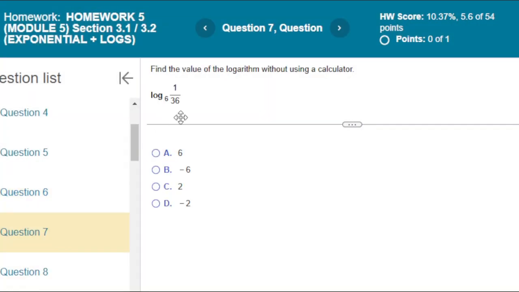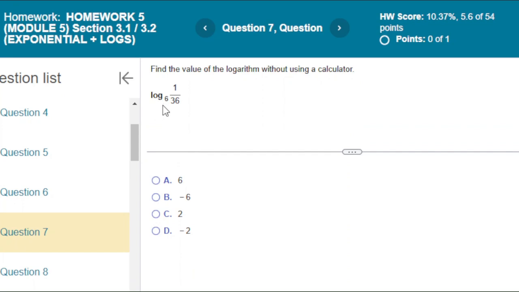Now, by the way, most calculators don't have a log base 6 button. They have two buttons related to logarithms. They have the log button, which means log base 10, and they have an ln button, which means log base e, or natural log.